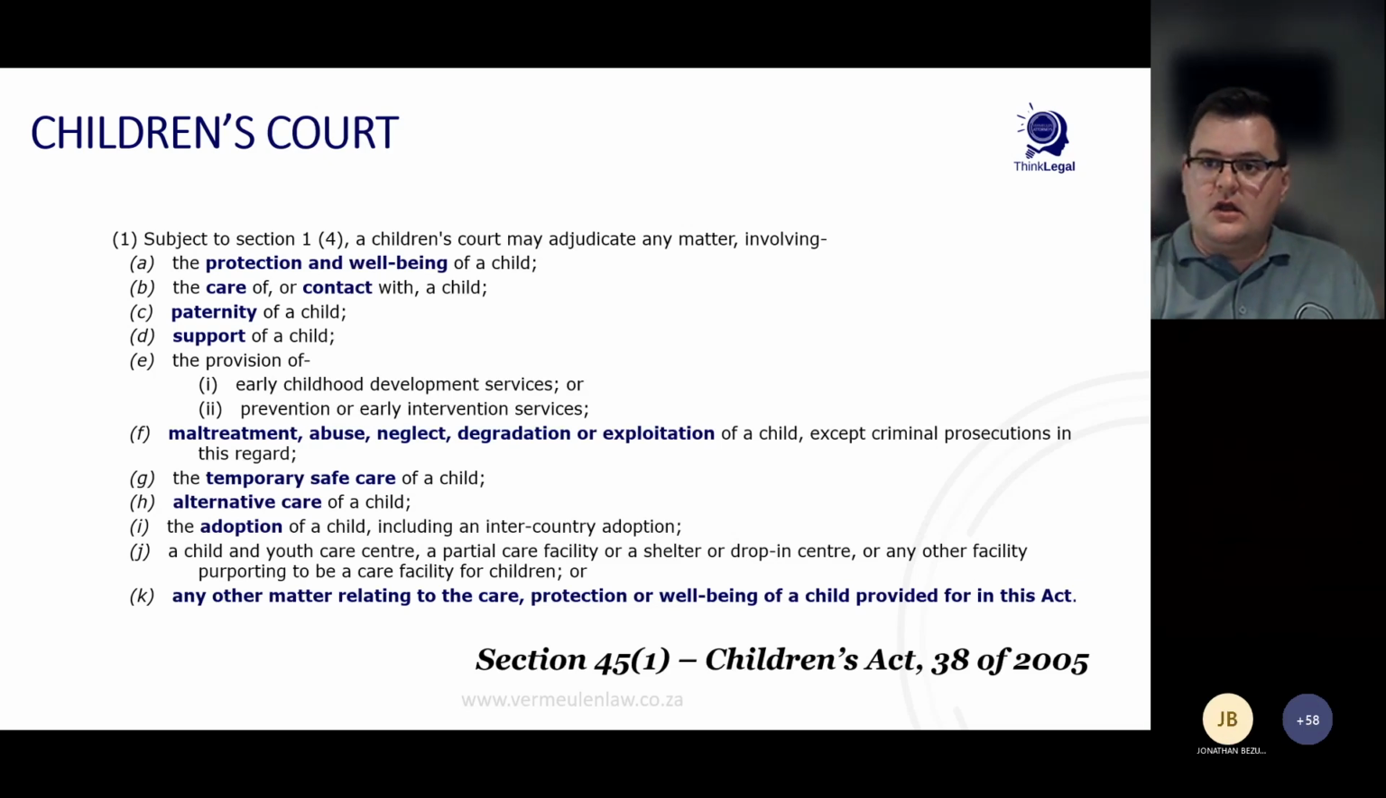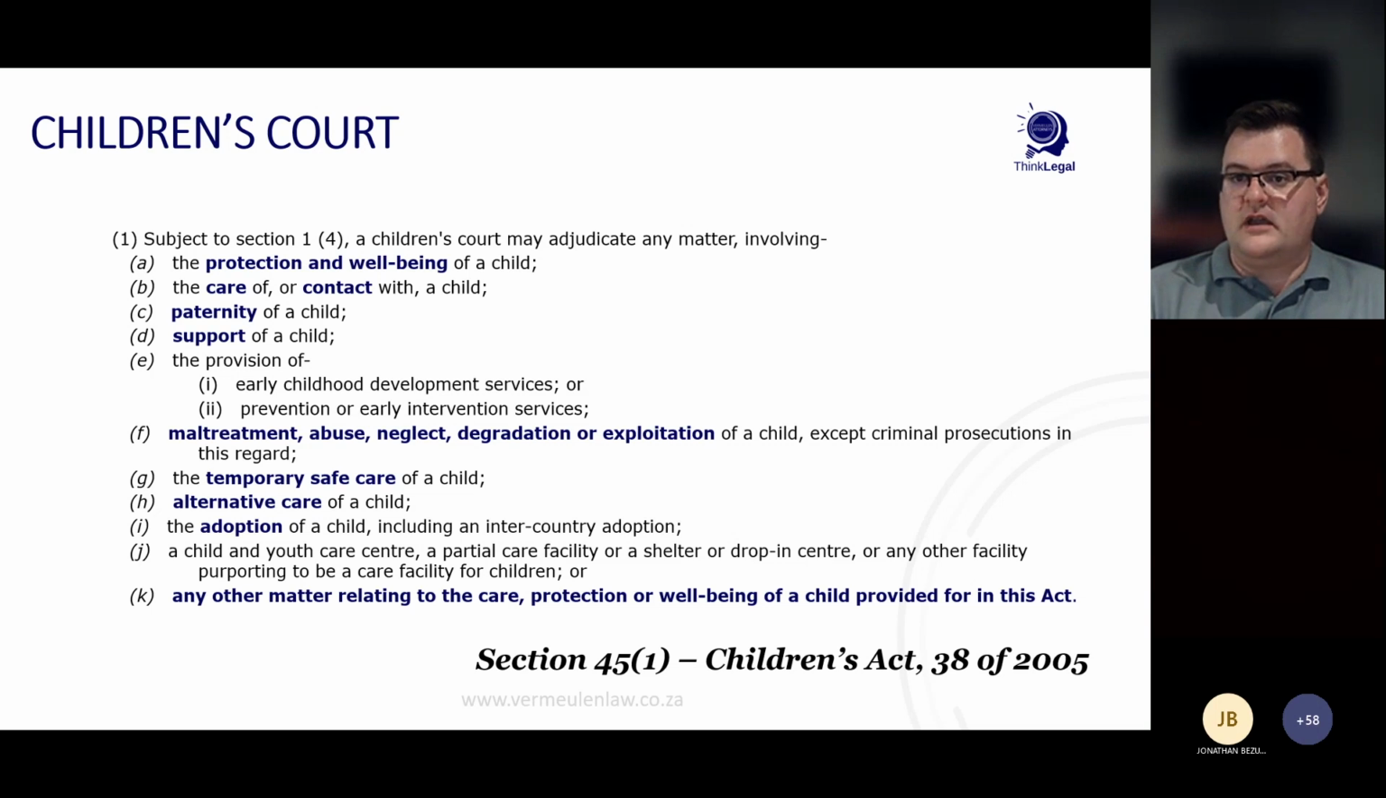Now, let's look at the matter that can be adjudicated by the Children's Court. The Children's Court, subsection A, can look at the protection and well-being of a child. Sub B, the care or contact with care of or contact with a child. And really, folks, I would say the vast majority of matters in the Children's Court deal with the first two sections: protection and well-being of a child.